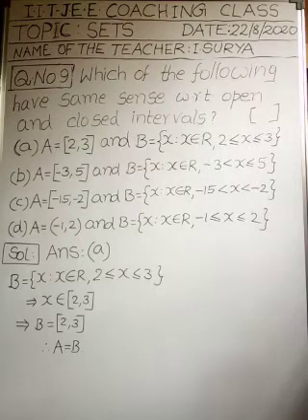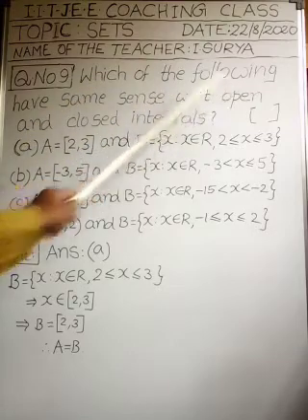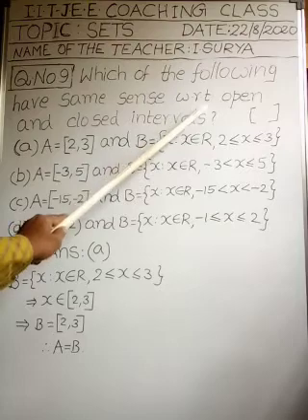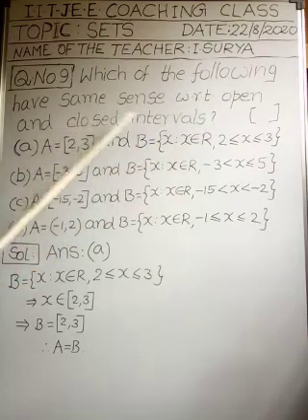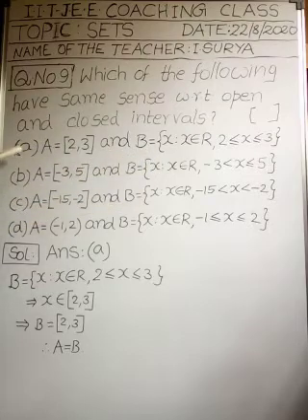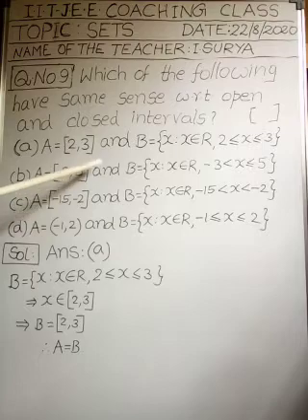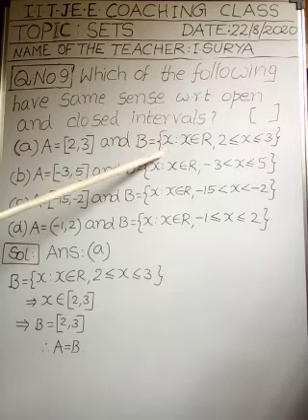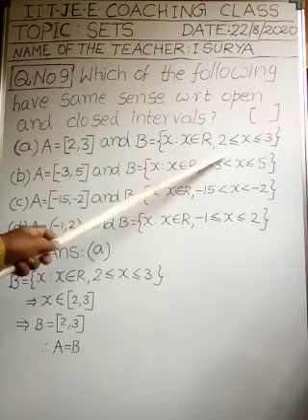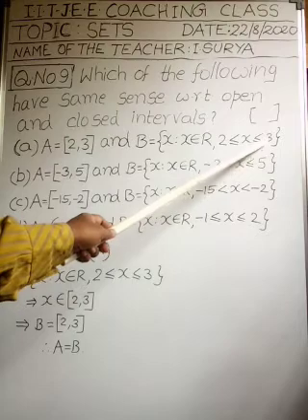Now come to the next question, my dear children. Question number 9. Which of the following have the same sense with respect to open and closed intervals? See the first option, A is equal to closed interval 2, 3, and B is equal to the set of all x such that x belongs to R, 2 less than or equal to x less than or equal to 3.